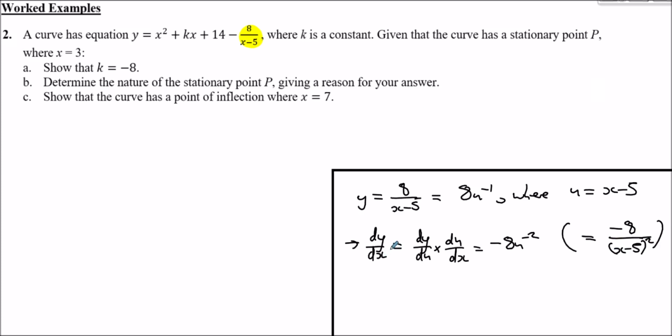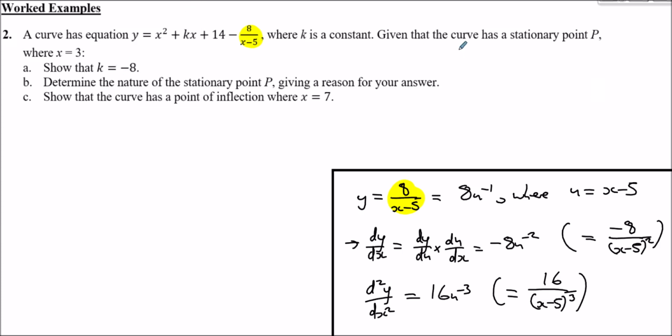And then if we want the second derivative, we can differentiate this again. d squared y over dx squared. Again, because du is dx, this time we bring that minus 2 to the front. Minus 8 times minus 2 is positive 16. Then u to the minus 3, which in terms of x is 16 over x minus 5 to the power 3. So that's just considering this bit here. You might not have needed that, but if you did, there's a little refresher of the chain rule for differentiating these types of functions. So show that k equals minus 8.